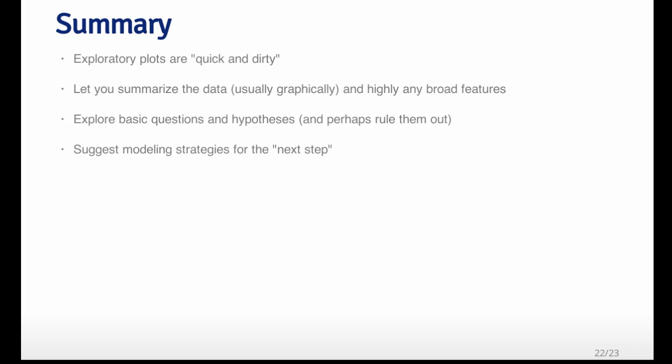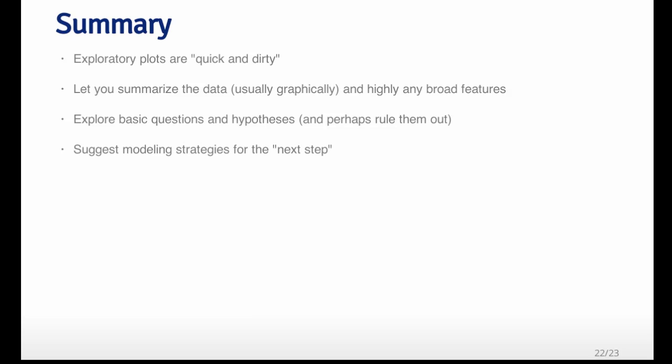So that's a quick summary of plotting one-dimensional and two-dimensional data in R, and even using color and multiple panels for looking at 3 dimensions or greater than 2. And in general, these exploratory plots are meant to be quick and dirty. Notice I didn't spend any time working with the axes or setting the labels, and for the most part, I used the defaults in R. But the nice thing about exploratory plots is that they let you summarize the data and highlight any broad features in the data which may be of interest.